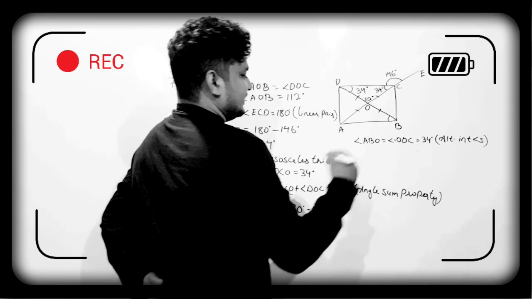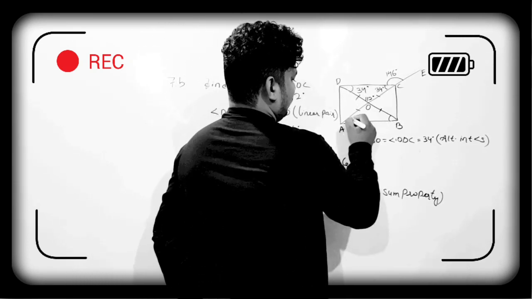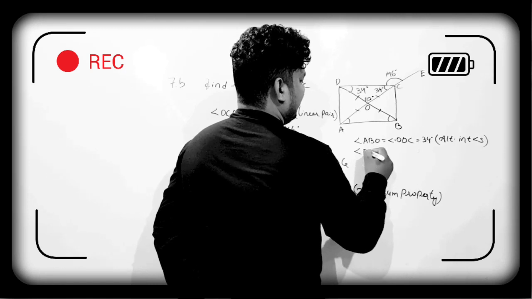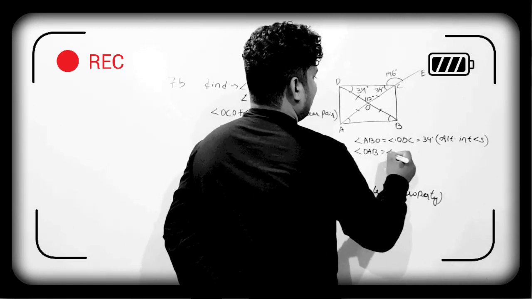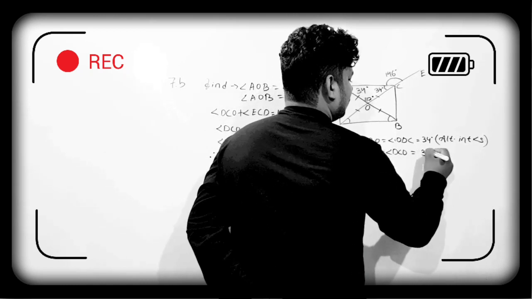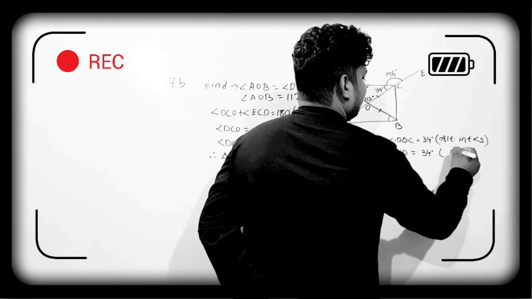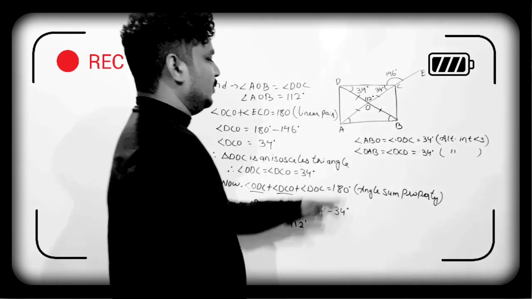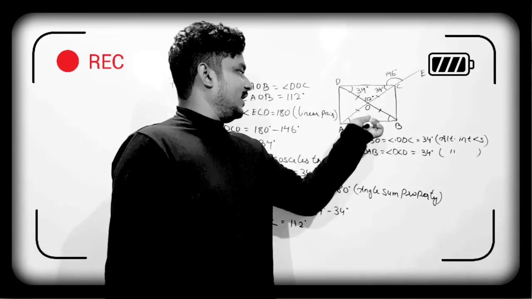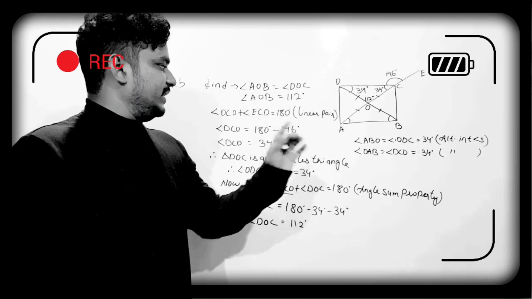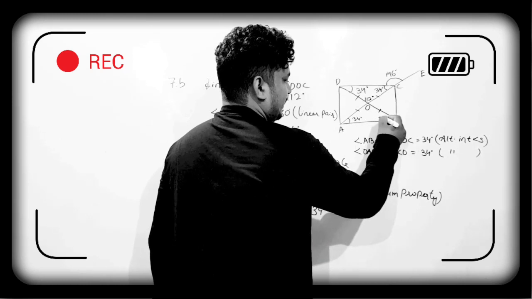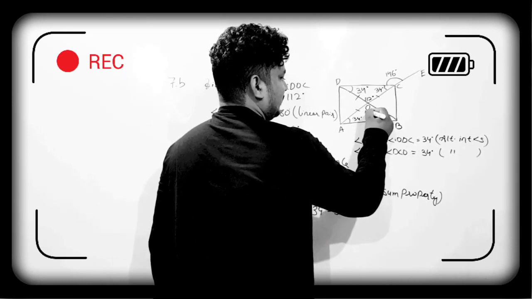Similarly for this particular angle, we can tell that angle OAB is equal to angle DCO, that is equal to 34 degrees. It is also an alternate interior angle. So we have got all the angles of this particular triangle AOB. This angle will be 34 degrees, and this is 112 degrees.